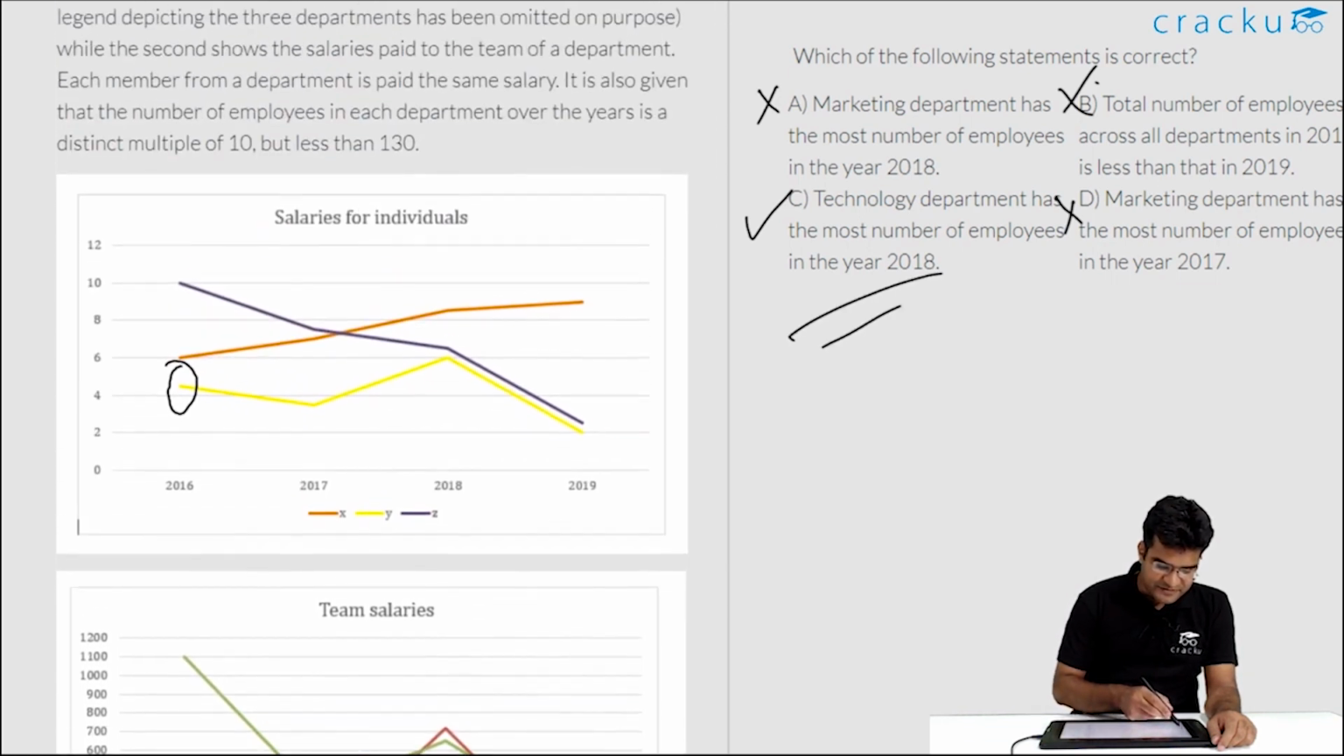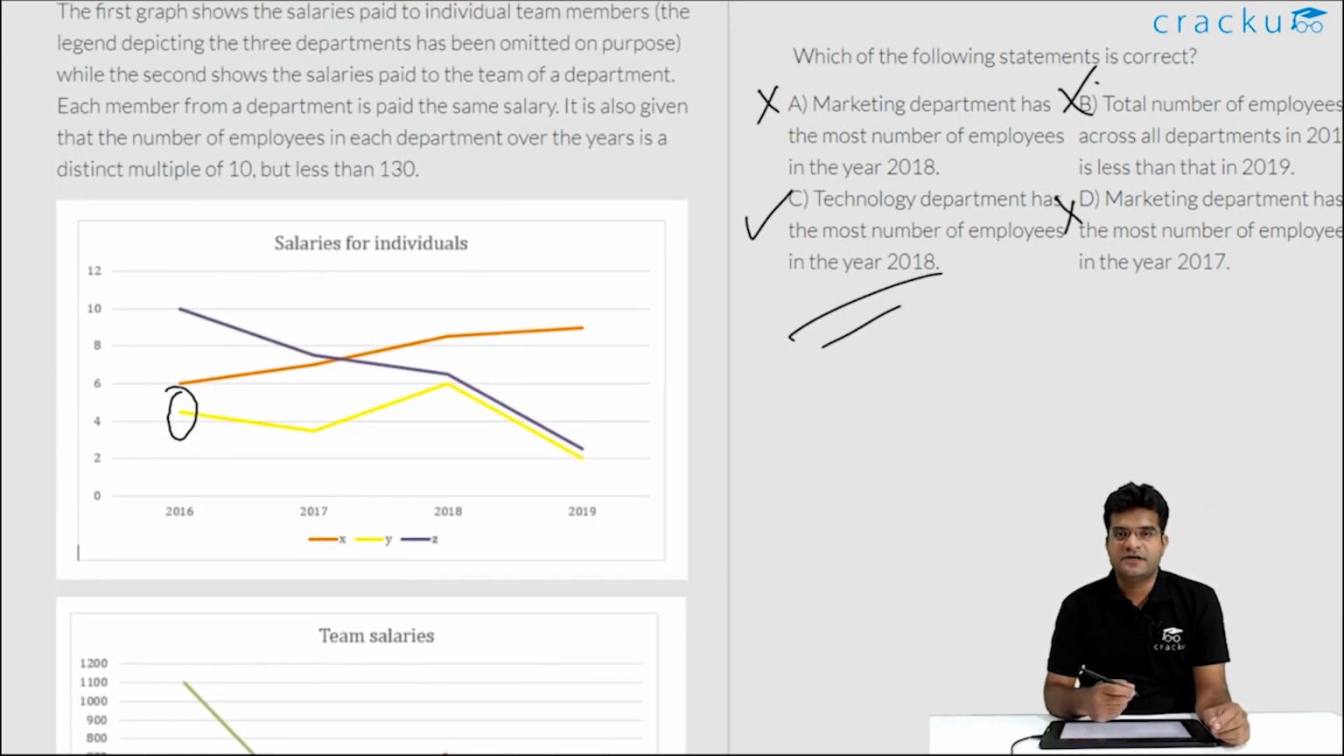Now to answer this kind of a question, the important thing is figuring out the distribution of the number of employees in each of the departments across the 4 years. You have the approximate numbers based on the graphs that are given and you have to find out the exact number of employees. Once you find that out, solving all 4 questions is very straightforward and you can solve them very fast.